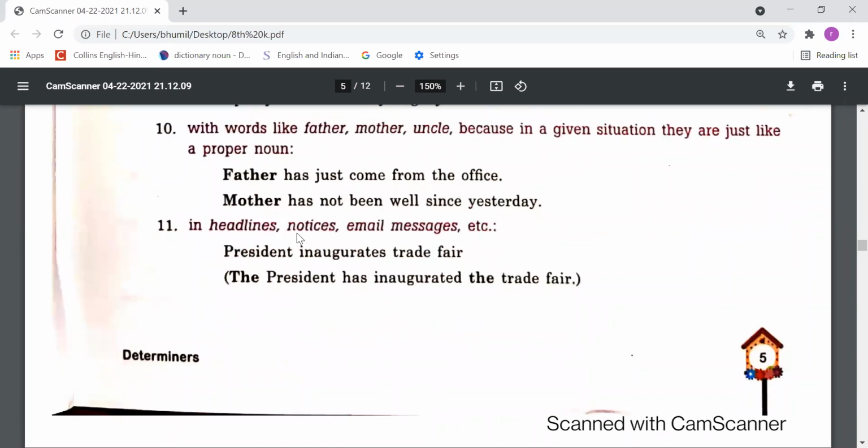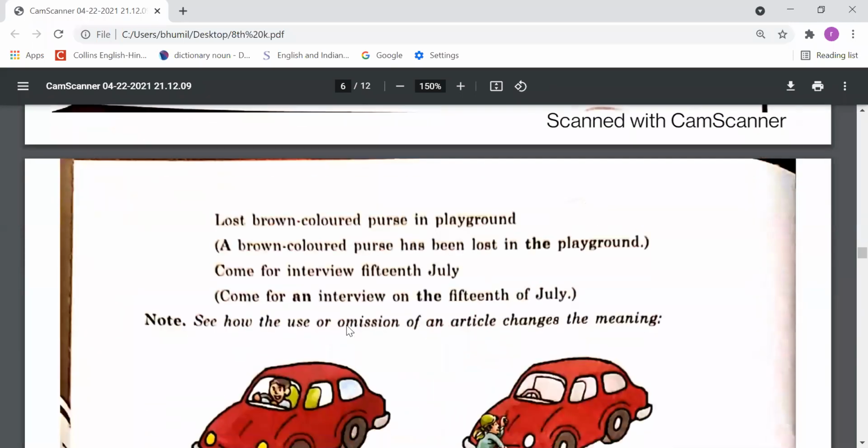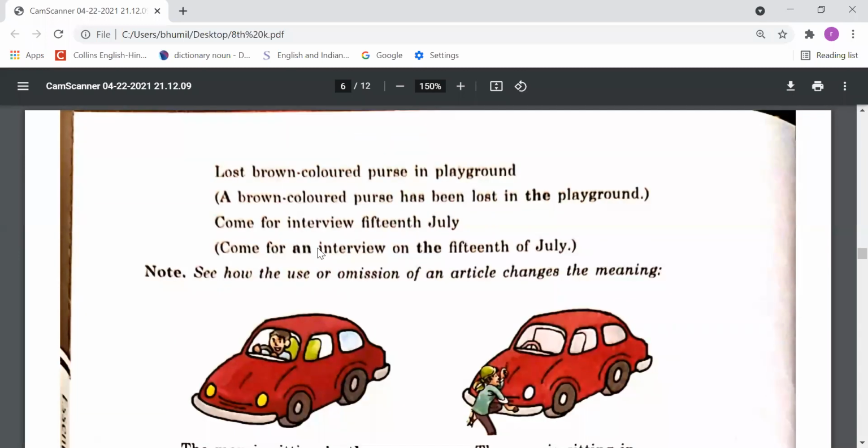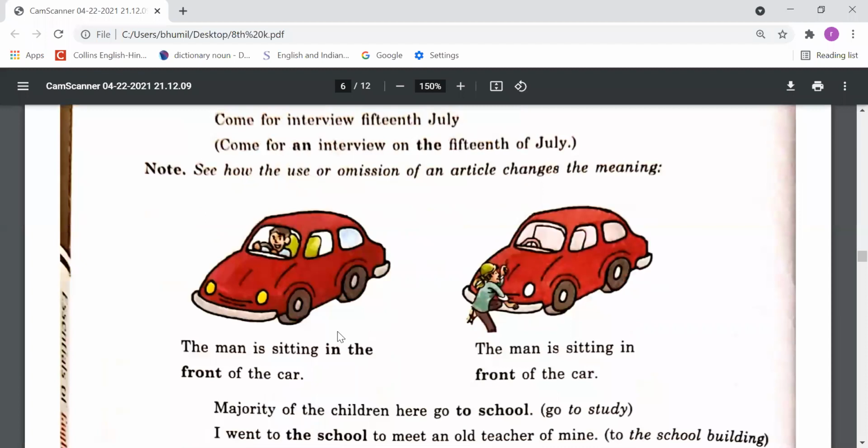Point 11, in headlines, notices, emails, messages, etc. President inaugurates trade fair. So dear students, whenever we make headlines, we skip the article. So there is no need to use any article in headlines. So we can skip them. So these are the examples of omission of articles.